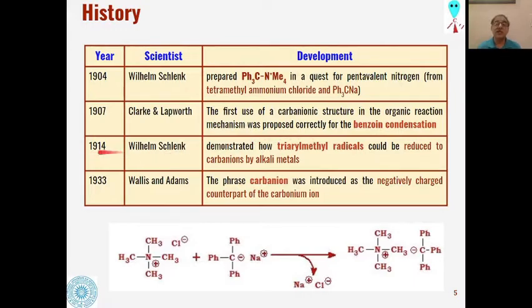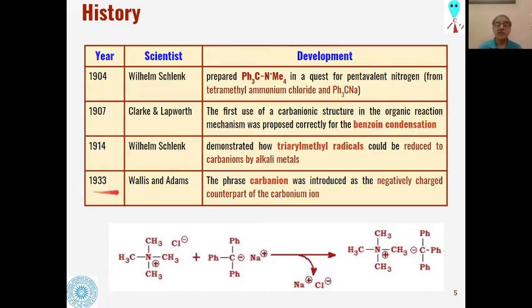Then in 1914, again W. Schlenk demonstrated that trimethyl radicals, when treated with sodium metal or any other alkali metal, are reduced to carbanions.